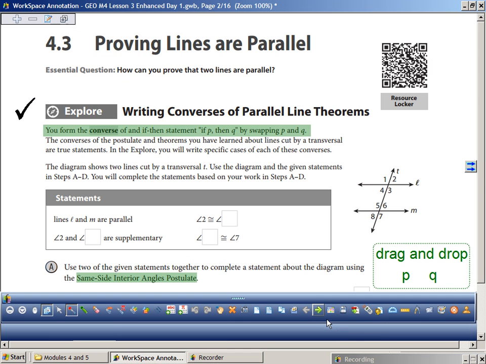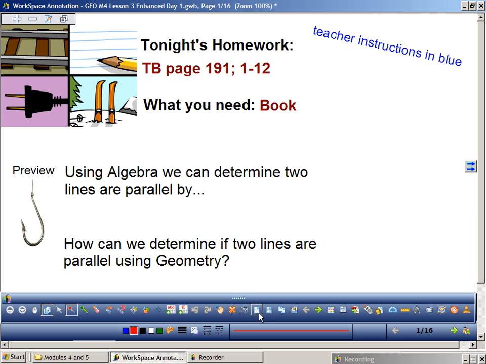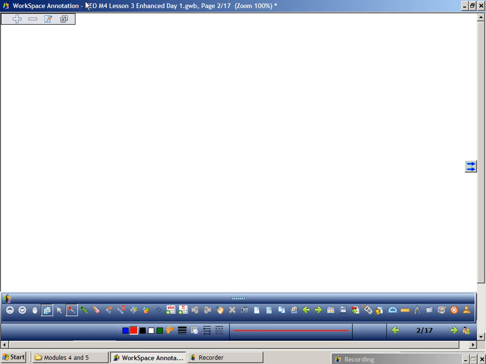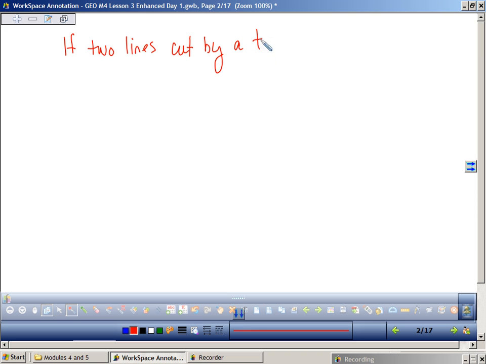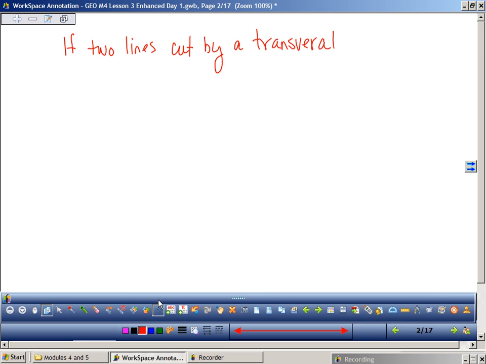Okay. Let's talk about parallel lines for a second before I get into the lesson. So we've been talking about if two lines cut by a transversal. Need a visual? You're not writing.